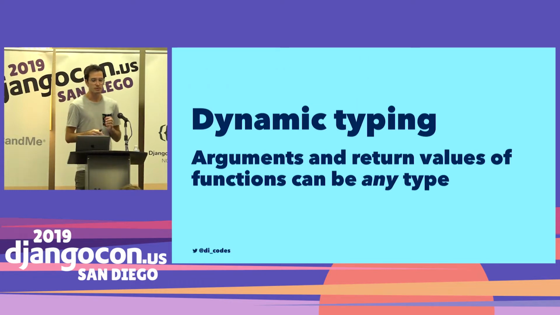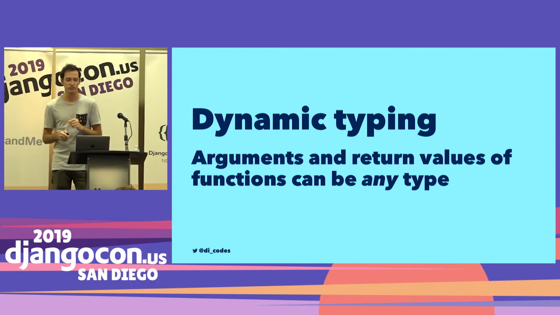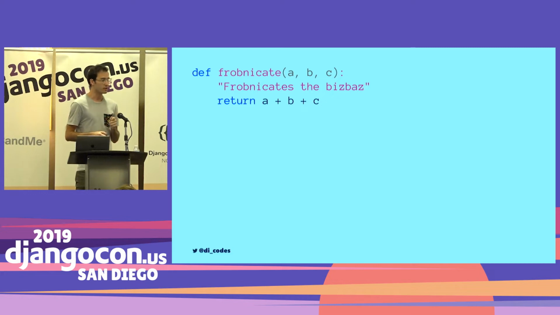Dynamic typing also means that the arguments and the return types of functions can also be any type, right? So the same is true for the arguments and the return values of any function. So if I create a function like this, frobnicate, takes three parameters, a, b, c, returns a plus b plus c. So in Python, when we write a function like this, how do we know that we're getting the type that we're expecting out of it, right?